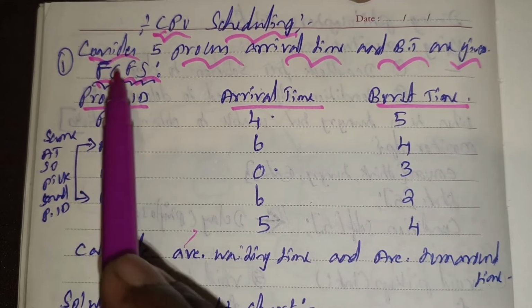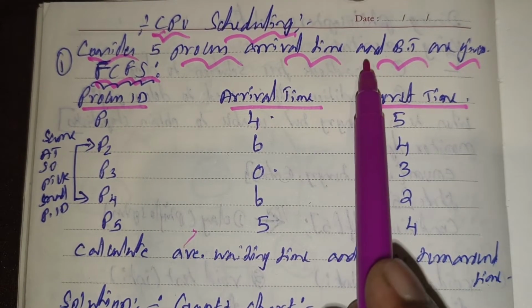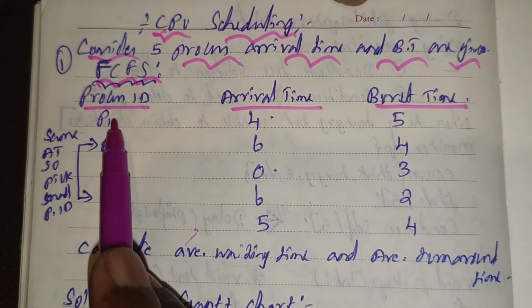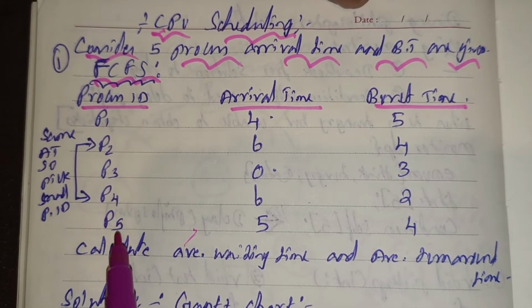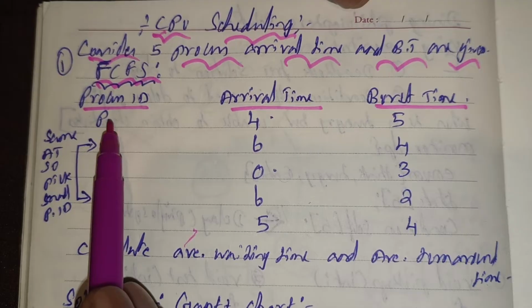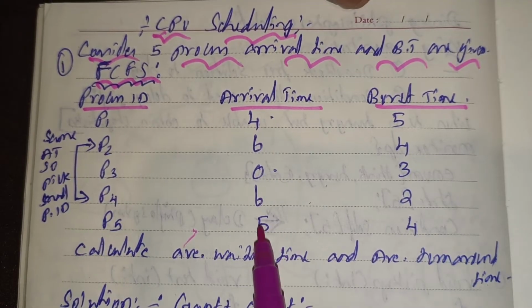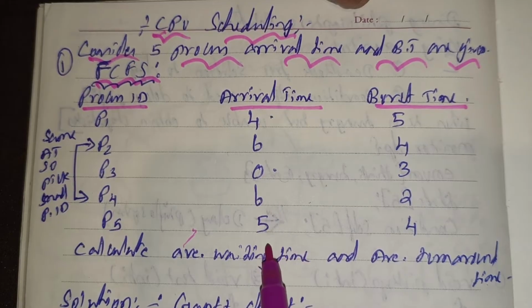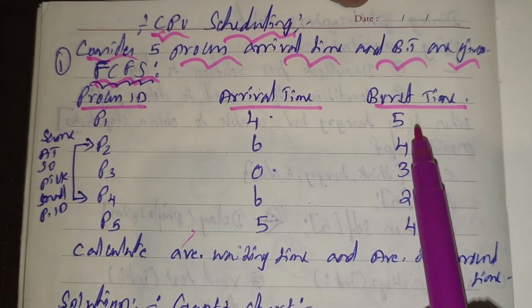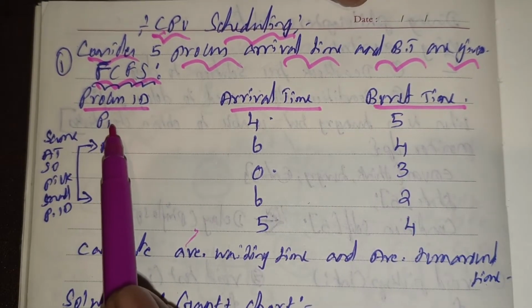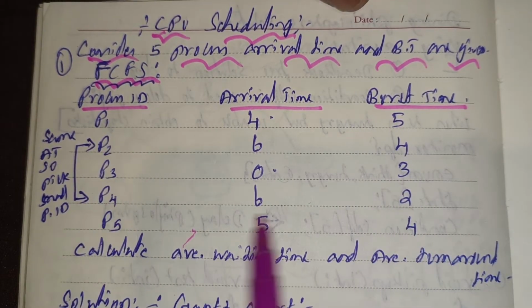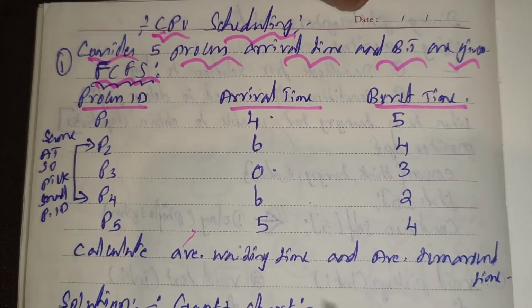You can see here, consider 5 processes with arrival time and burst time given over here: P1, P2, P3, P4 and P5. These are all the processes, and these are all the arrival times: 4, 6, 0, 6 and 5. And the burst time means the time taken for a process to complete its task. So totally I have taken 5 processes.